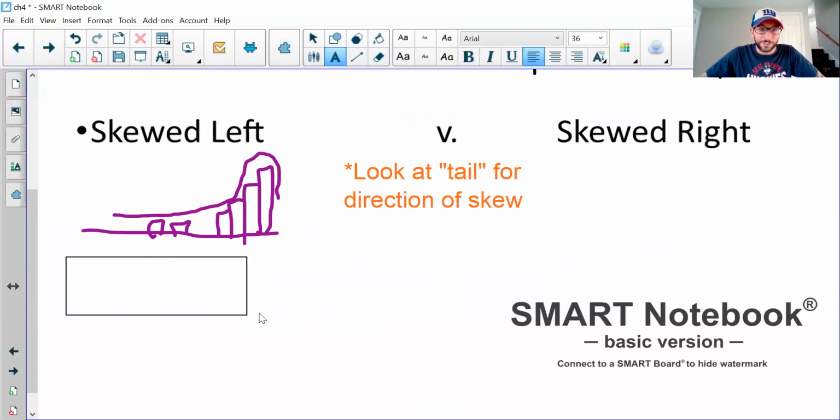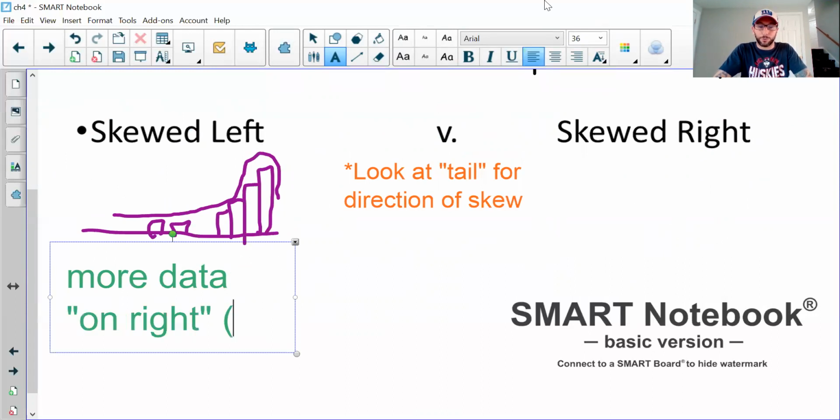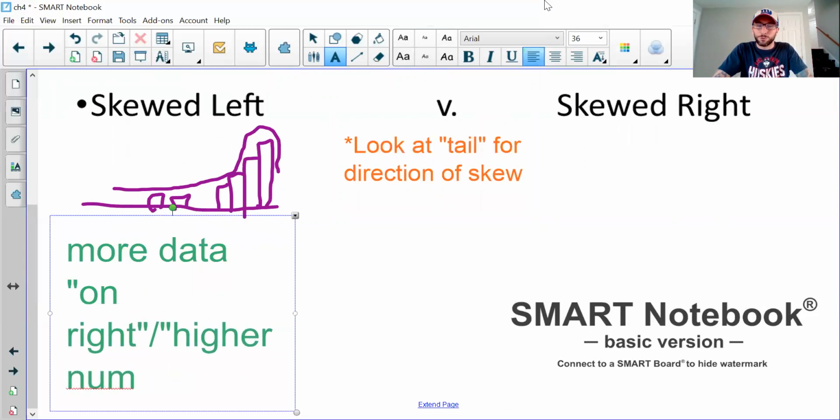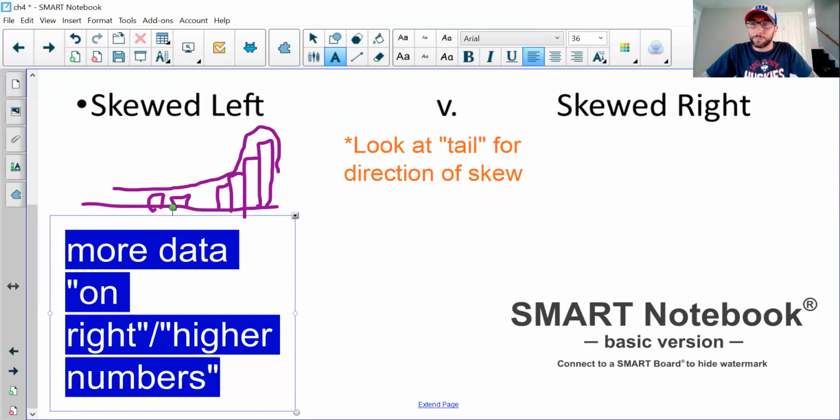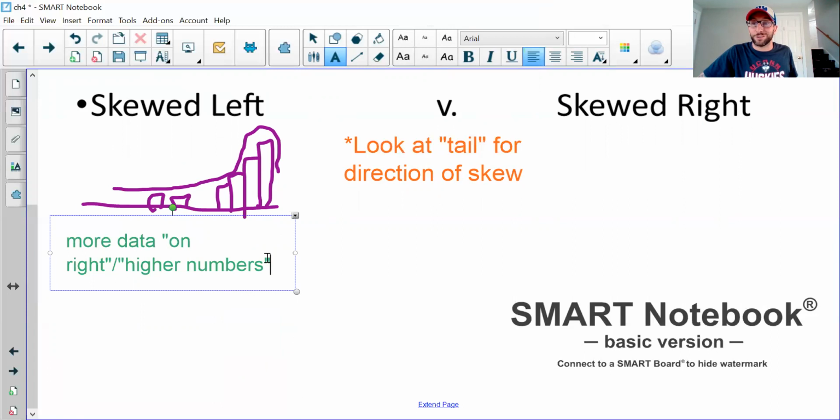In this case, we have a majority of our data, right? We have more data on the right, or in other words, in the higher numbers. And I put that in quotes because a higher number is subjective, right? That's dependent upon the context. Like a 4, that's not good on our first quiz if it's out of 100, but that's a pretty fantastic GPA, right? So what's high and what's low varies depending on what you're talking about.